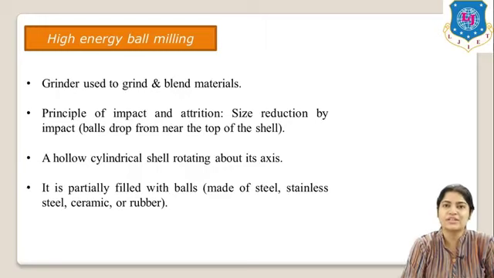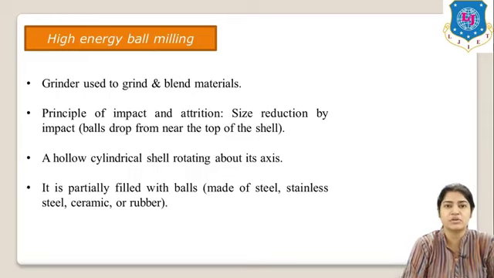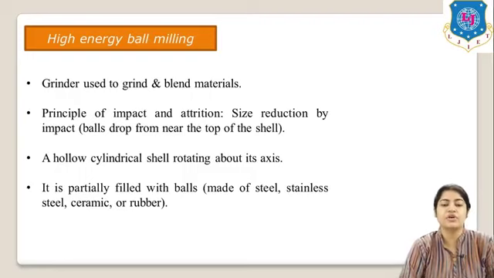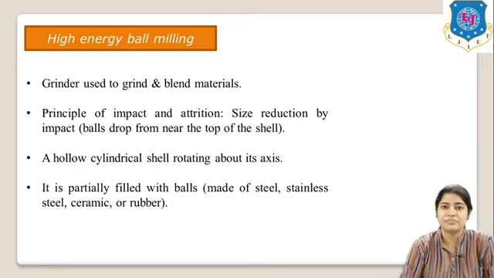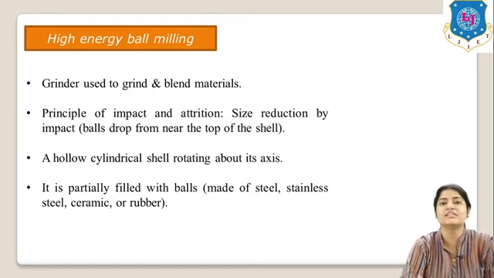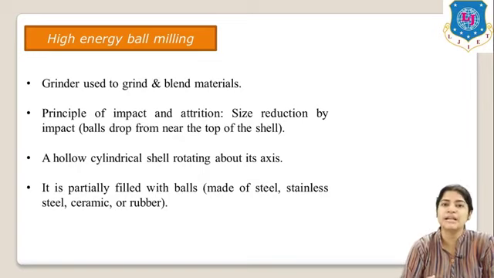Right, so moving forward in this lecture, we will be studying high energy ball milling. The concept is based on mechanical attrition. So first of all, what is high energy ball milling? It is a kind of grinder which is used to grind and blend materials. In mechanical operations you have already studied crushers, like the gyratory crusher. The concept of high energy ball milling is similar. First, we need to know that this method comes under the top-down approach. It means from the bulk quantity, the size is reduced to the nanoparticle size.